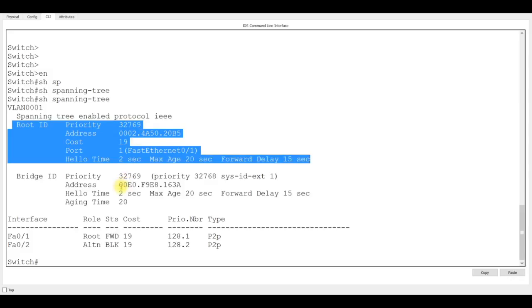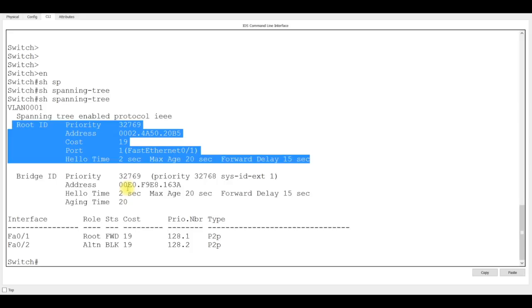But this switch is 00E, so its MAC address is higher. So in the election process, it couldn't use that 32769. So it said, you know what, I've got to use the lowest MAC address to create the root bridge. And it did. And the other switch is now the non-root bridge, because it has the highest MAC address.